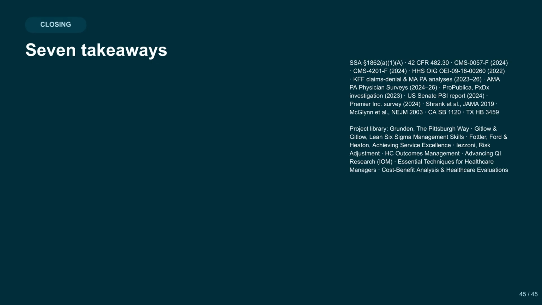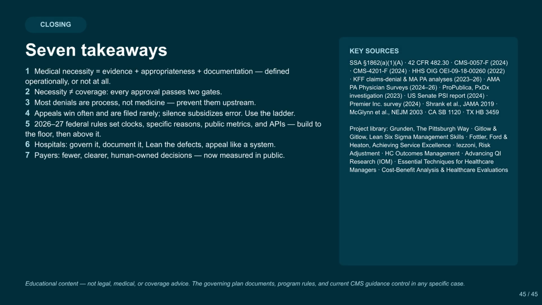To close, remember these 7 takeaways. Define necessity operationally, separate necessity from coverage, prevent upstream, appeal systematically, build to federal floors, hospitals must govern, and payers must be transparent.